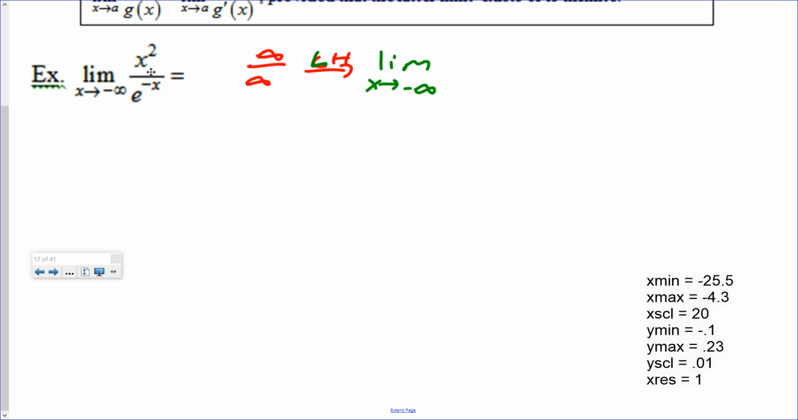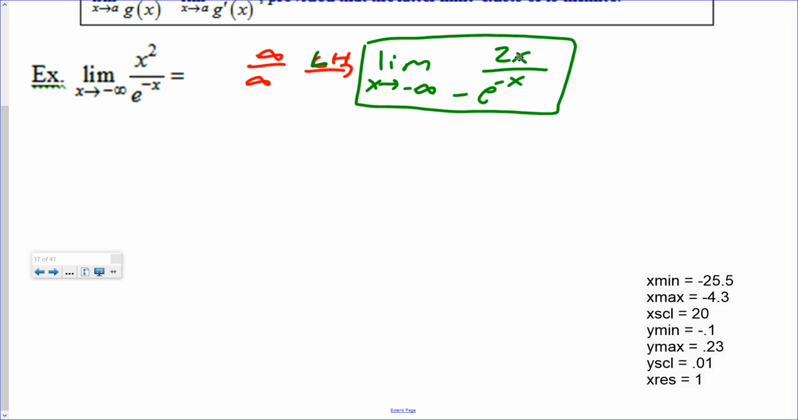All right, let's take the derivative of the top. What's the derivative of x squared? 2x. What's the derivative of e to the negative x? Negative e to the negative x. So that's what I have. Oops, sorry, negative. Okay, let me plug in, I need to solve this problem now.